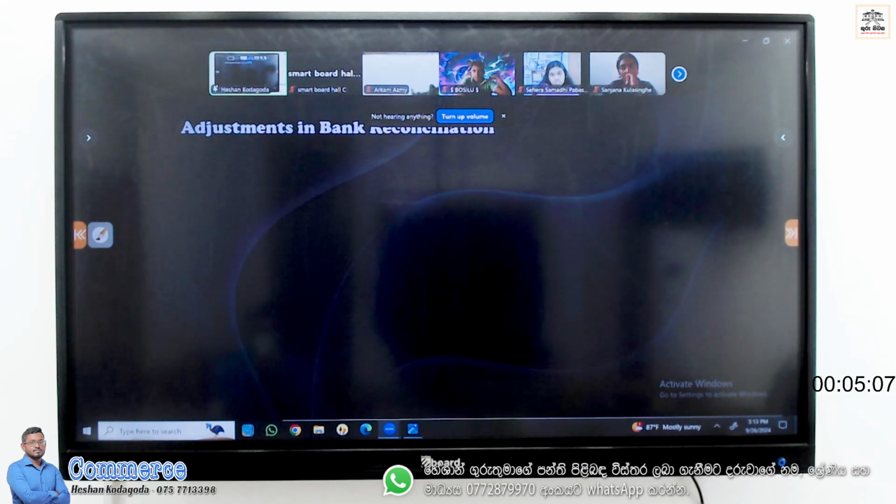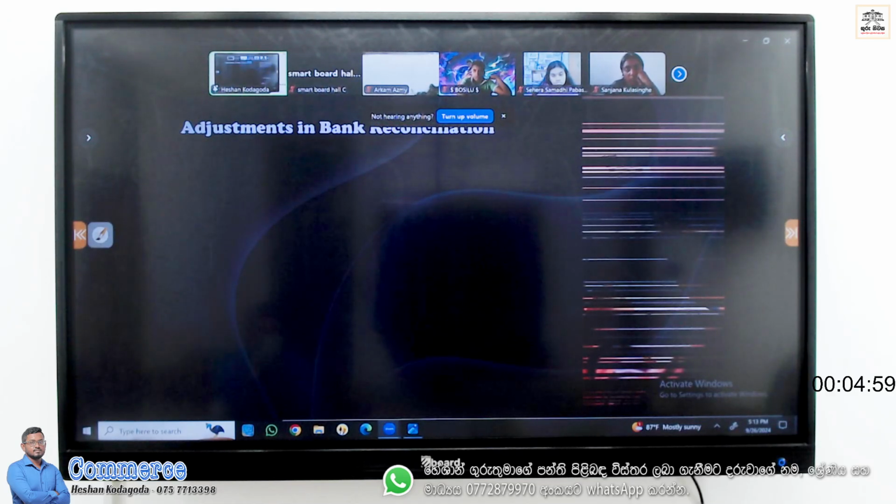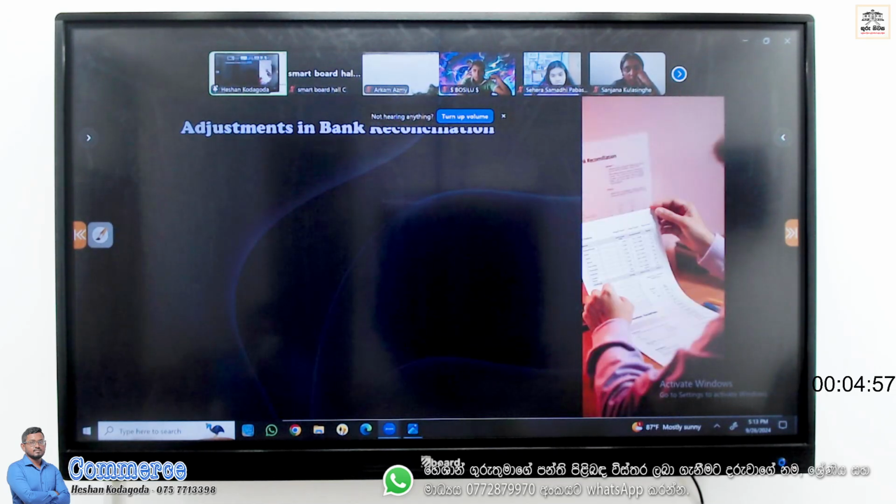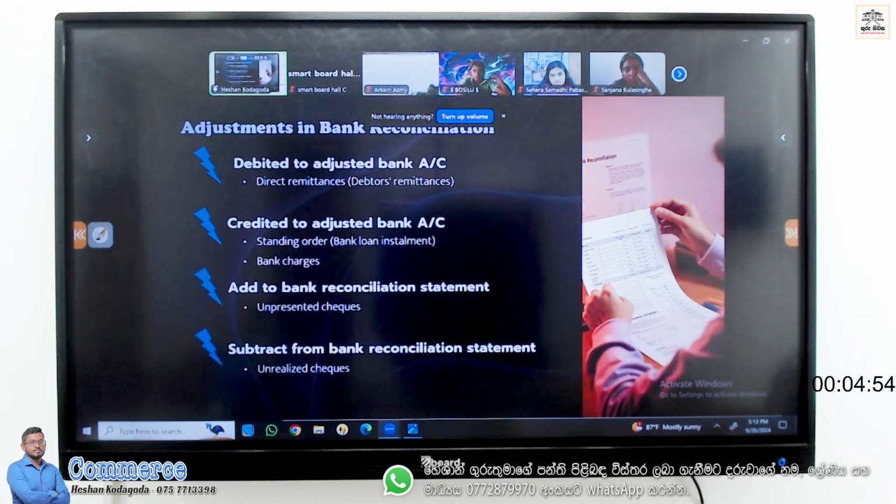Adjustments. We debit in the adjusted bank account the direct remittances, sometimes taken as debtors remittances. We credit standing orders and the bank charges. Some transactions we add to the bank reconciliation statement, such as unpresented checks. We subtract unrealized checks from the bank reconciliation statement.